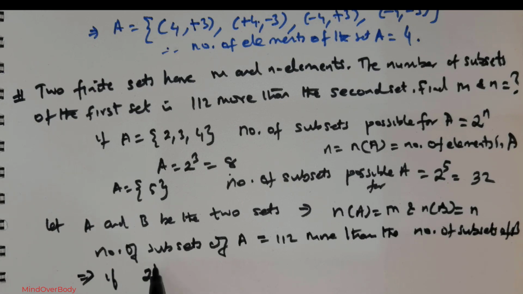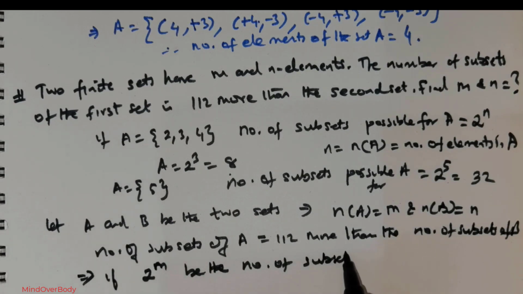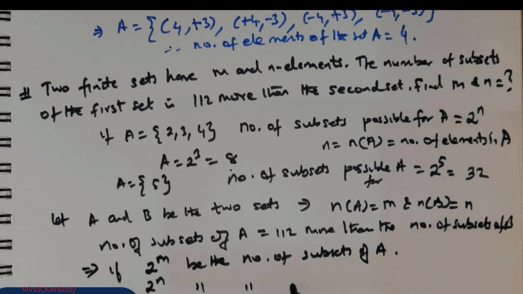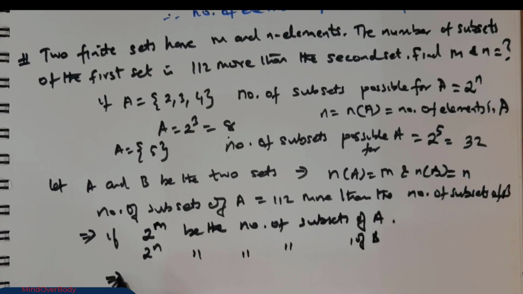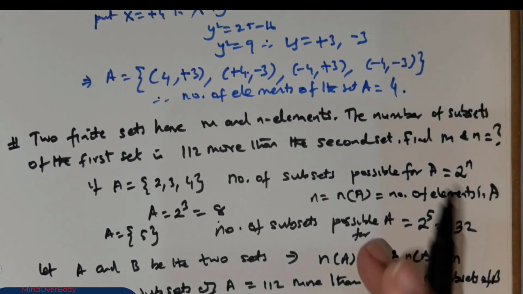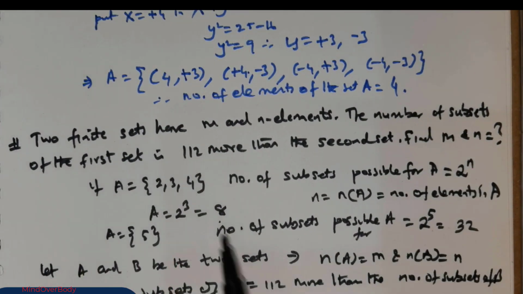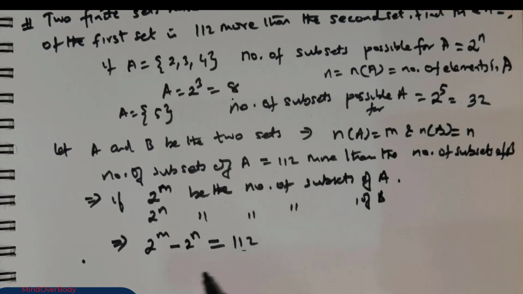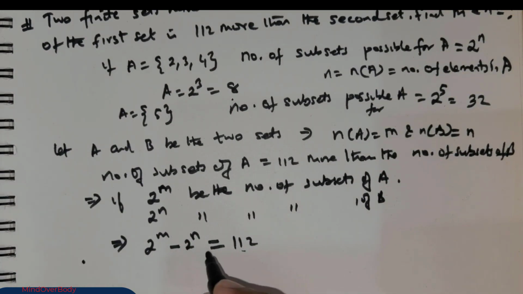if 2 raised to the power of m be the number of subsets of A and 2 raised to the power of n be the number of subsets of B, then it's given that 2 raised to the power of m minus 2 raised to the power of n is equal to 112, because A has got 112 more. You see that? The number of subsets of the first set is 112 more. So 112 more is found in A. So that's the reason I've written it like this: 2 raised to the power of m minus 2 raised to the power of n.